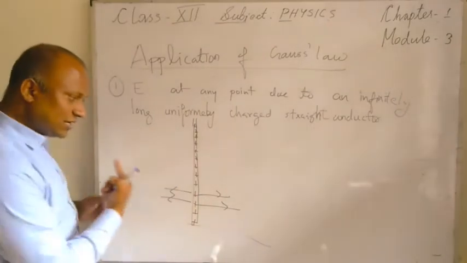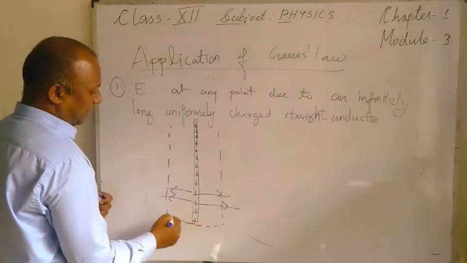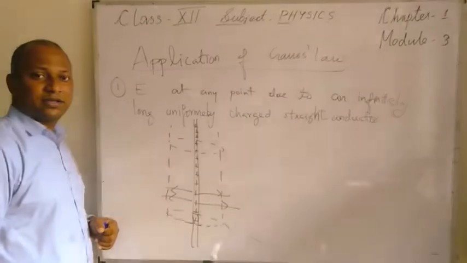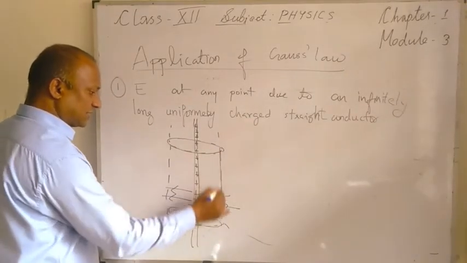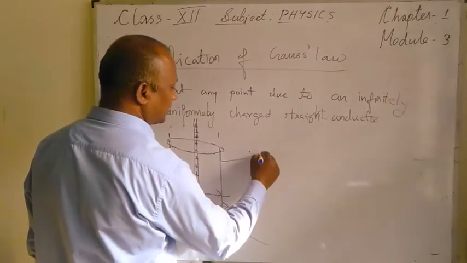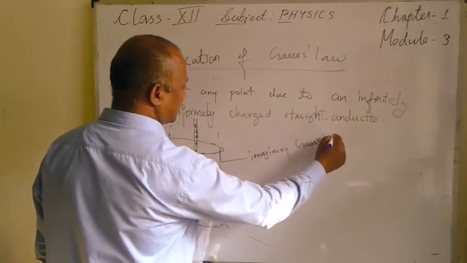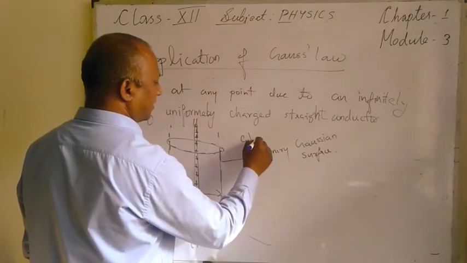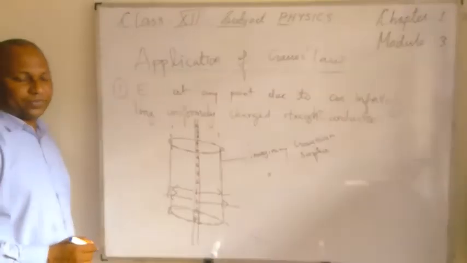So it has a cylindrical symmetry. We can assume an imaginary Gaussian surface, which is a cylinder. Gaussian surface is anyway always imaginary. An imaginary Gaussian surface of cylindrical shape.